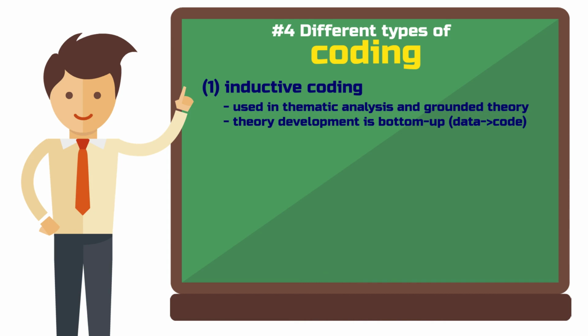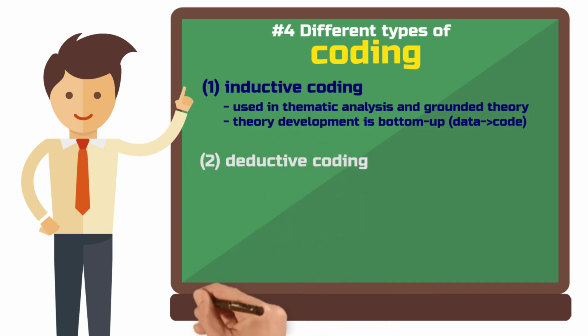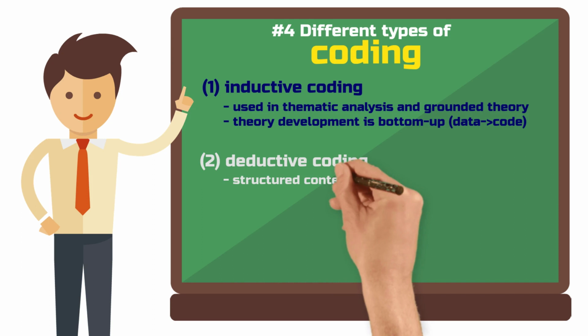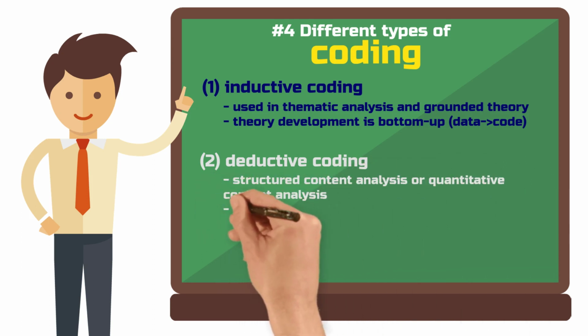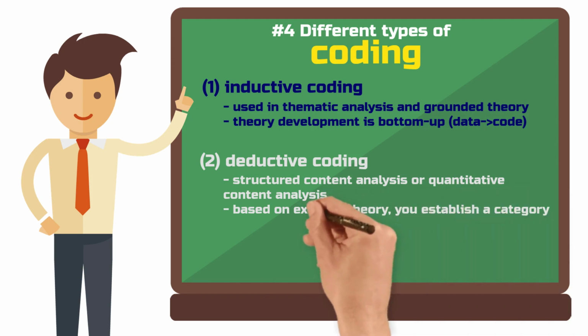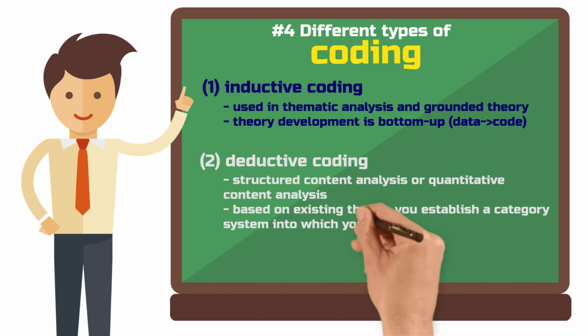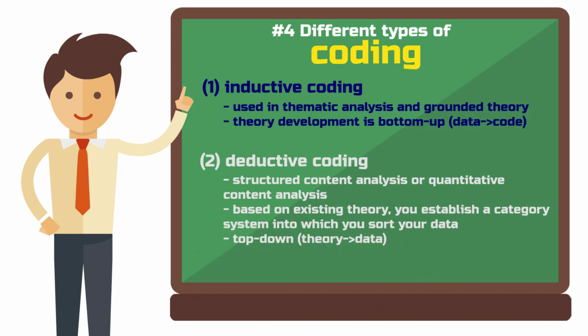In addition, there's also the deductive application of codes. This is characteristic of structured content analysis or quantitative content analysis techniques. Here, you establish a category system from existing theory or literature into which you simply sort your data. The process of deductive coding is top-down, meaning it goes from theory to the data.